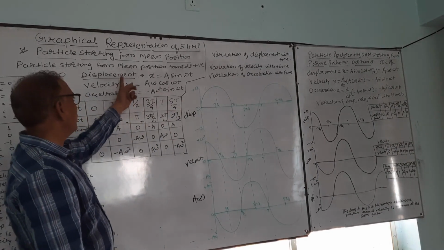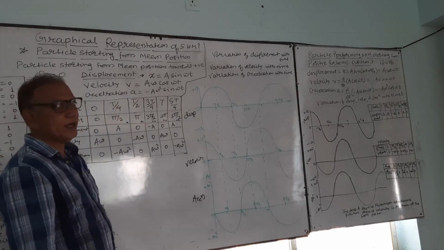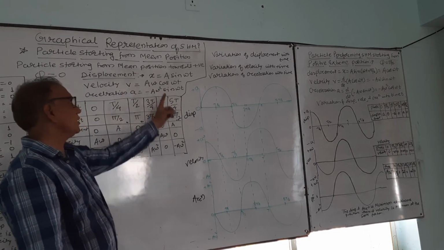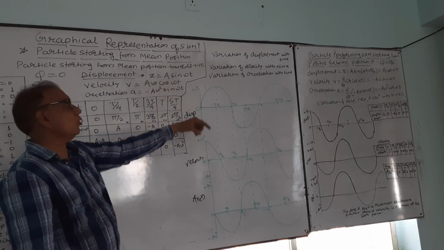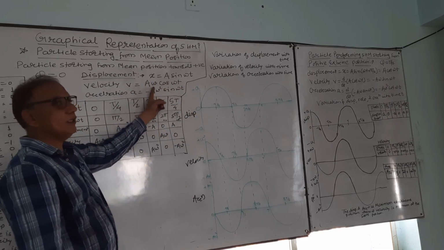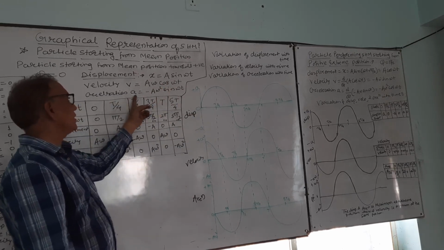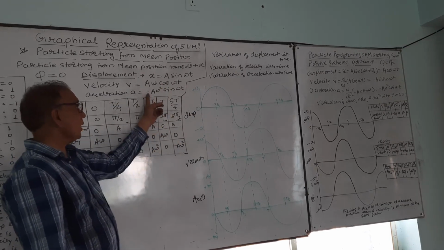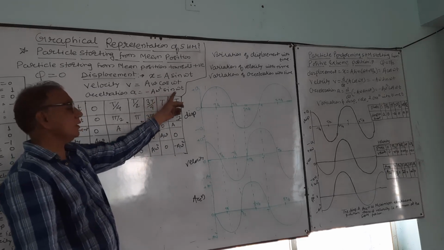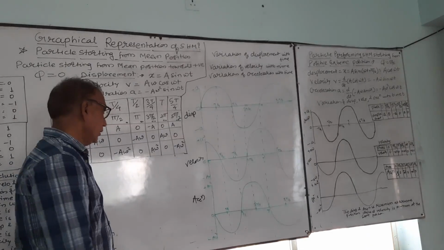There are three different equations for displacement, velocity, and acceleration. Equation for displacement: x is equal to a sin omega t. Velocity v is equal to a omega cos of omega t. And acceleration a is equal to minus a omega square sin of omega t.